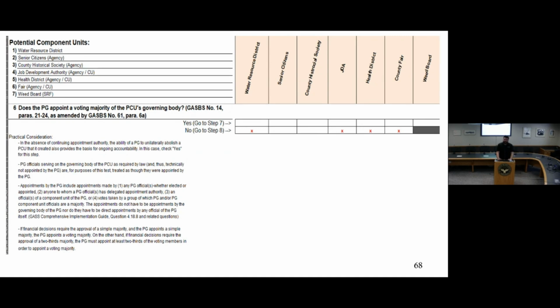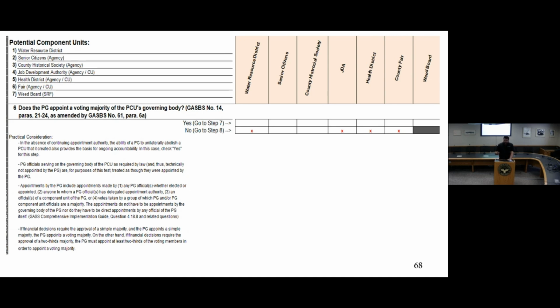It's asking if the primary government appoints a voting majority of that potential component unit's governing body. An example I have here: if you're a water board with a 5-member board of your water resource district, does the county at least appoint 3 of those members? If they do, that's a majority. You would answer yes here and keep going down. If they don't, you would answer no and keep going down.